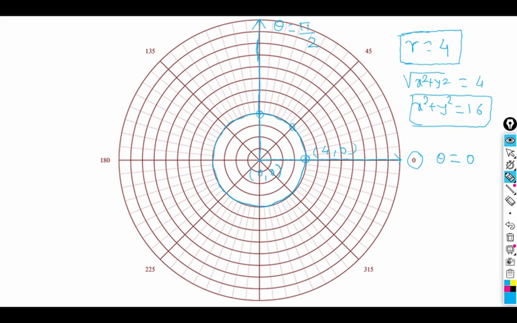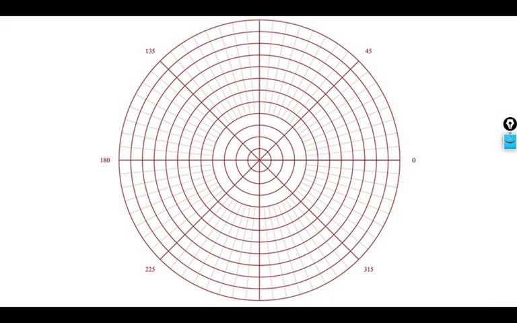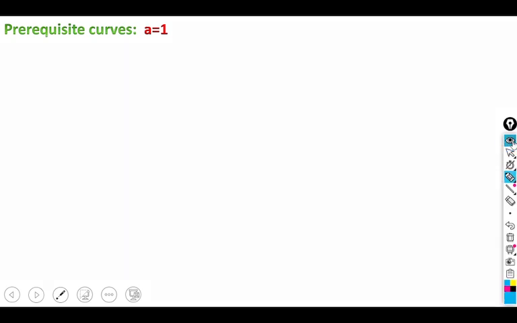We can draw the polar curves on this graph paper easily, but nowhere will this graph paper be provided. You should draw the rough sketch of the given equation directly. So we'll come to these prerequisite curves one by one, and we'll see how to get their limits also. So we'll move to the prerequisite curves here. For simplicity, I assume here let a be equal to 1. Okay, let us assume a is 1 whenever we draw any curve.